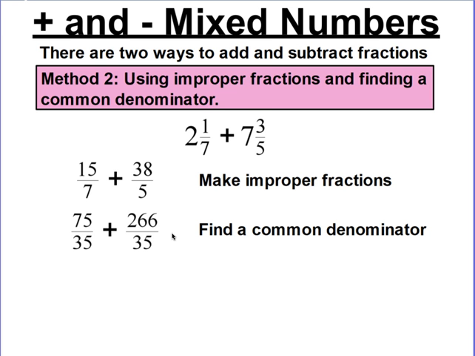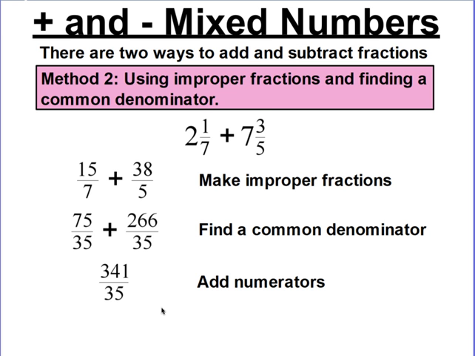We finish up the problem the same way. We add our numerators together. So 75 plus 266 will give us 341. And we have our final answer. It's just not in simplified form. We cannot leave it as an improper fraction. So we have to do some work to make it back into a mixed number.